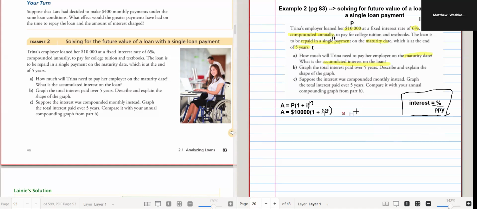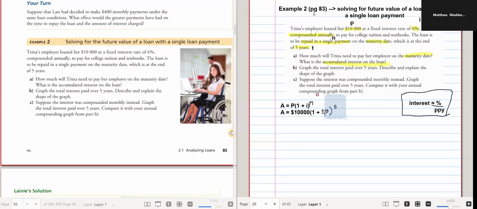So this is what it should kind of look like when you're writing it down. Again, I'm not always going to do that. You saw that was a lot of work compared to me just typing it out. So just be aware of that. So if you do that, A is equal to $10,000 times 1.06, since 0.06 divided by 1 is 0.06, to the power of 5.